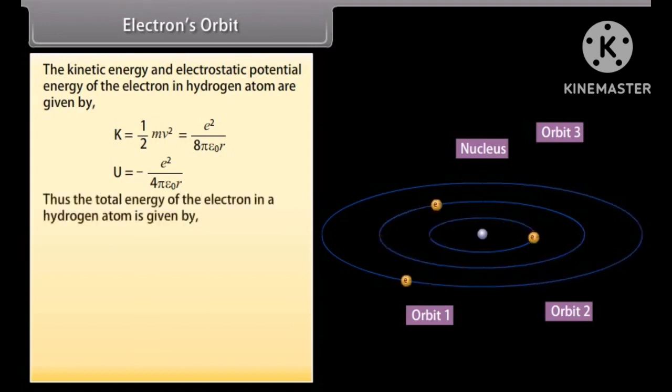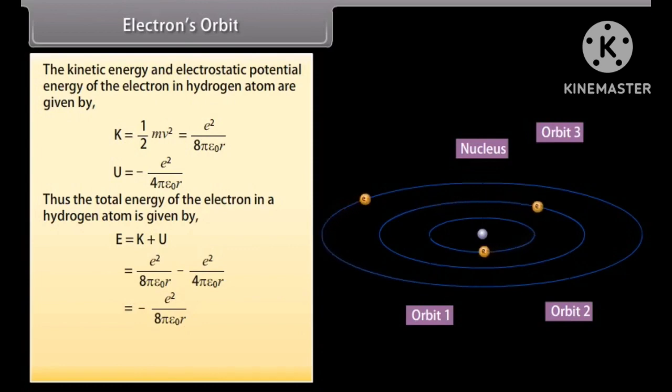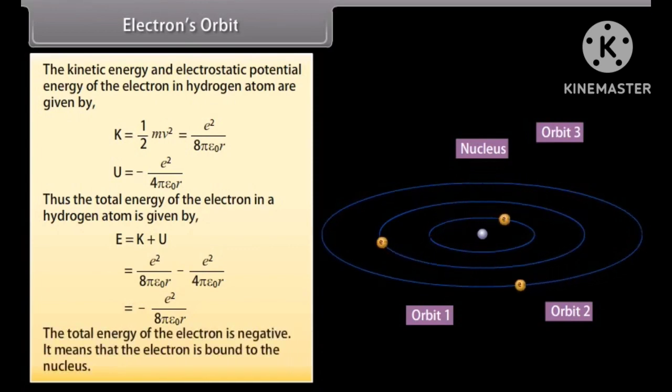Thus, the total energy of the electron in a hydrogen atom is given by E as K plus U, which is equal to minus e square upon 8 pi epsilon naught r. The total energy of the electron is negative. It means that the electron is bound to the nucleus.